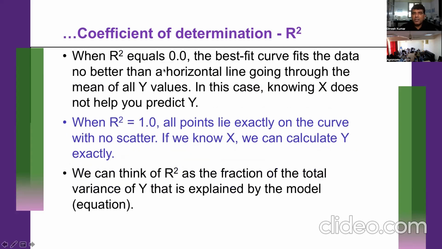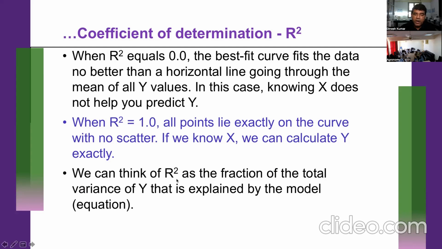When R square is 0, the best curve fits the data no better than a horizontal line going through the mean of y values. When R square is 1, all points lie exactly on the curve with no scatter. There is no scattering or spread of the data. If we know x, we can calculate y exactly if your R square is 1.